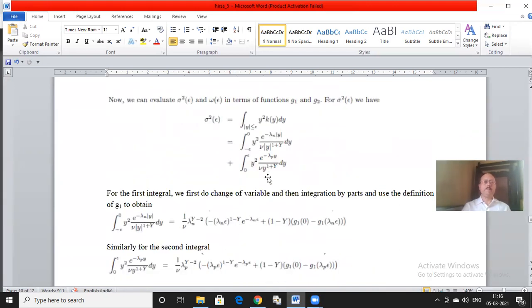Knowing that, we will also need to evaluate the two unknown functions, sigma square epsilon and omega epsilon. And again, sigma square epsilon and omega epsilon can be written in terms of the functions G1, G2. Sigma square epsilon, which is this integral over mod y less than or equal to epsilon of y square k(y) dy, is actually this function. This is the negative part, this is the positive part.